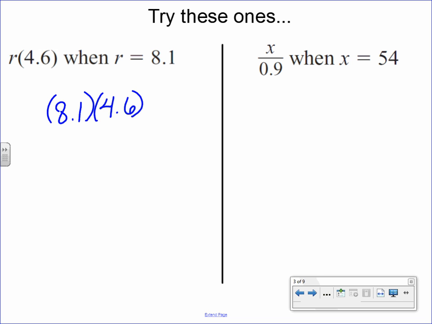And then again, we see 2 parentheses next to one another, no other symbol between them, so we are multiplying. This is probably one you do not know off the top of your head, so grab a calculator. I've got my phone calculator.